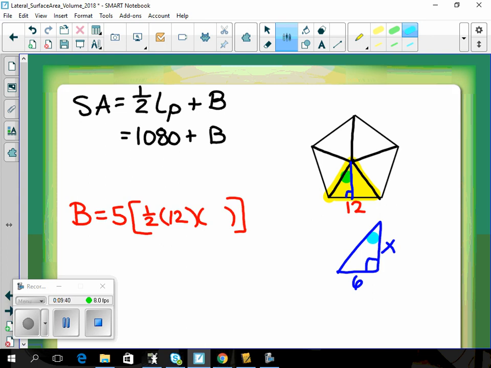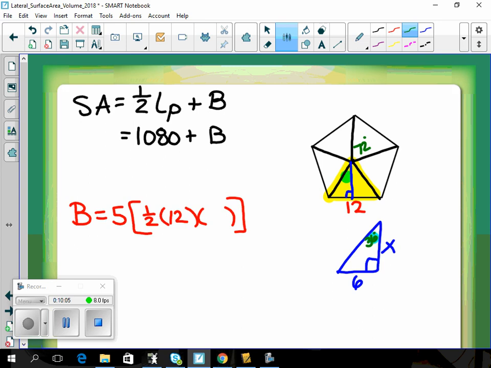How'd you get that, Abdul? Yeah. 360 divided by 5 gives me 72. And that's just one of these angles right here. Do you agree? The whole thing? But in my right triangle, it's half of that. So half of 72 is 36. Any questions? Emily, are you okay with where the 36 came from?